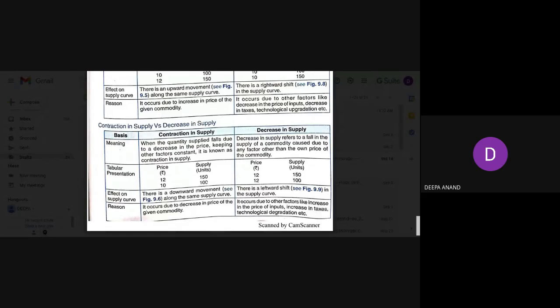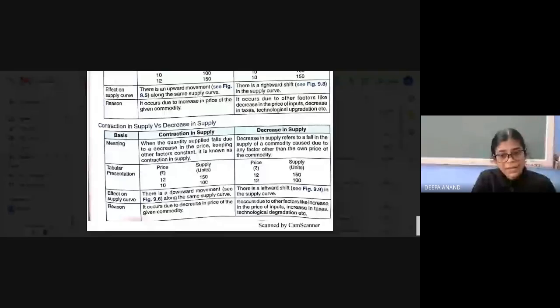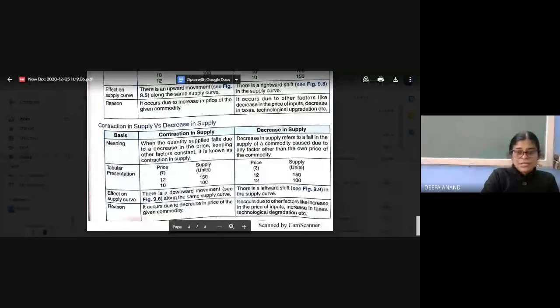Contraction is a downward movement along the same supply curve. Decrease in supply is a leftward shift. It is a leftward shift. That is effect on supply curve. This reason, this is due to the price change. This is due to the change in the other factors. That was a comparative study of all the concepts we have seen. I have sent a screenshot to you. You will definitely write all these in your notebook, whatever I have taught you today.